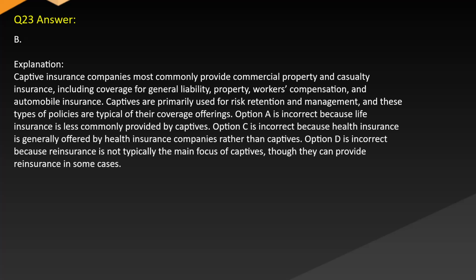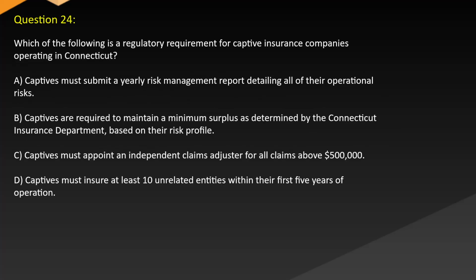Answer B. Explanation. Captive insurance companies most commonly provide commercial property and casualty insurance, including coverage for general liability, property, workers' compensation, and automobile insurance. Captives are primarily used for risk retention and management, and these types of policies are typical of their coverage offerings. Option A is incorrect because life insurance is less commonly provided by captives. Option C is incorrect because health insurance is generally offered by health insurance companies rather than captives. Option D is incorrect because reinsurance is not typically the main focus of captives, though they can provide reinsurance in some cases.